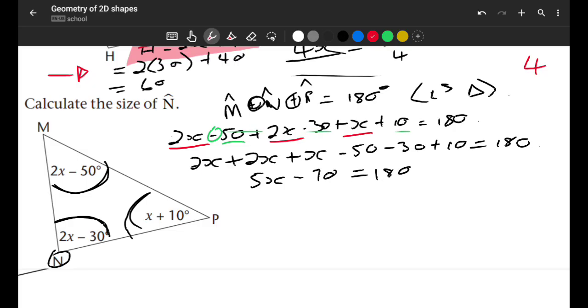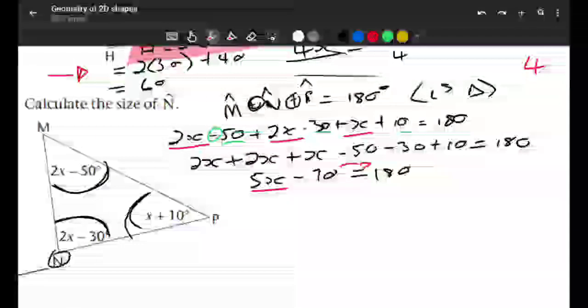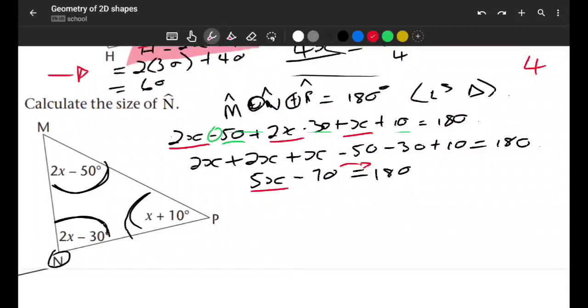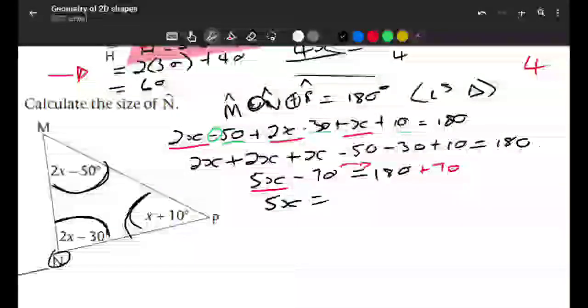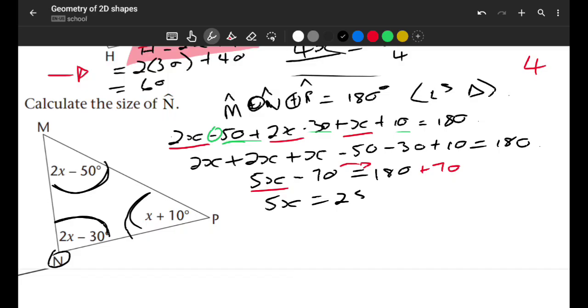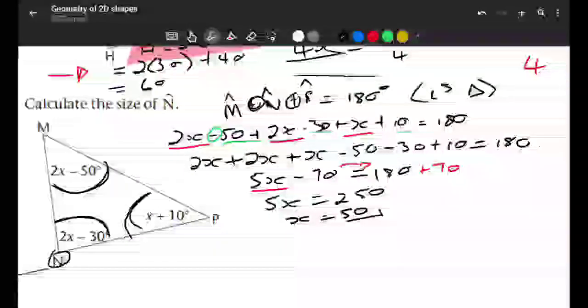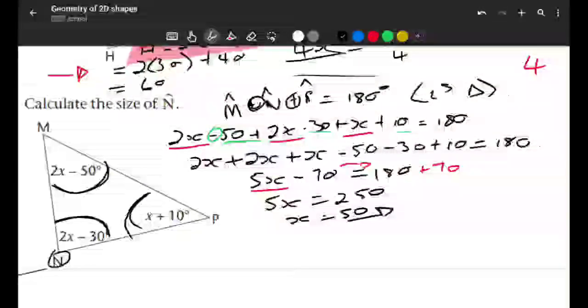Always remember, you take the variable to the other side and then you leave x by itself. Therefore we have negative 70 on this side, take it to the other side, it changes and becomes positive 70. So there you're going to have 5x is equal to 180 plus 70, which gives us 250, and x is equal to 50. There. Are we done? No.